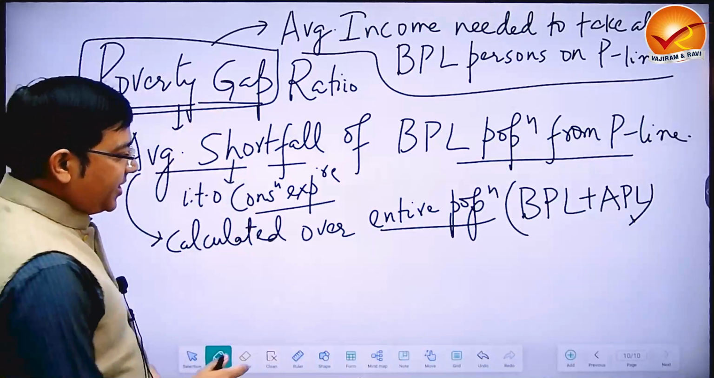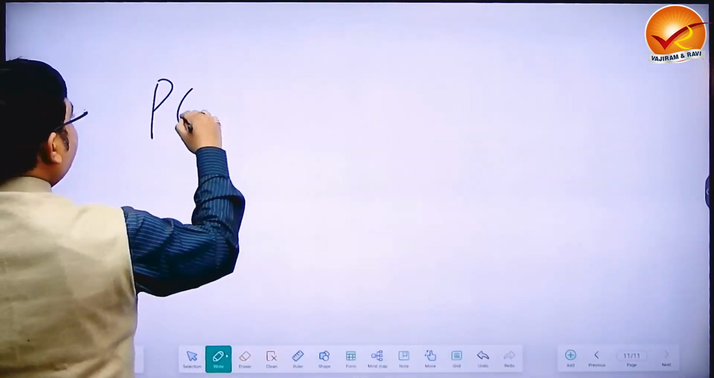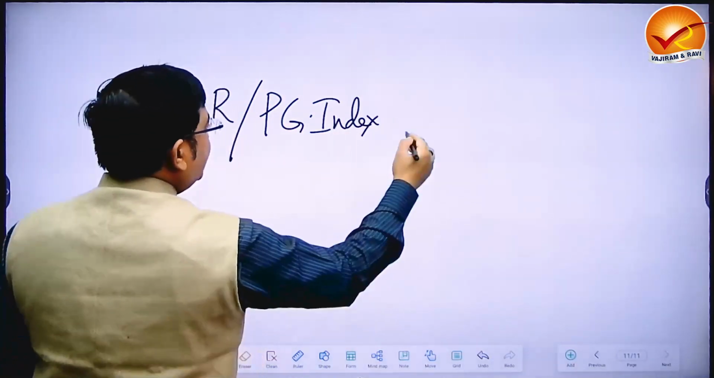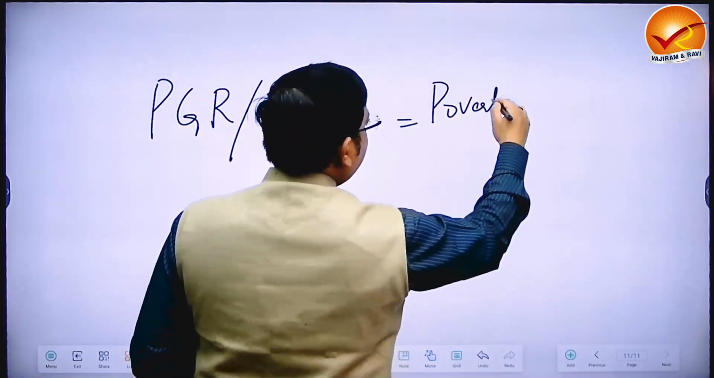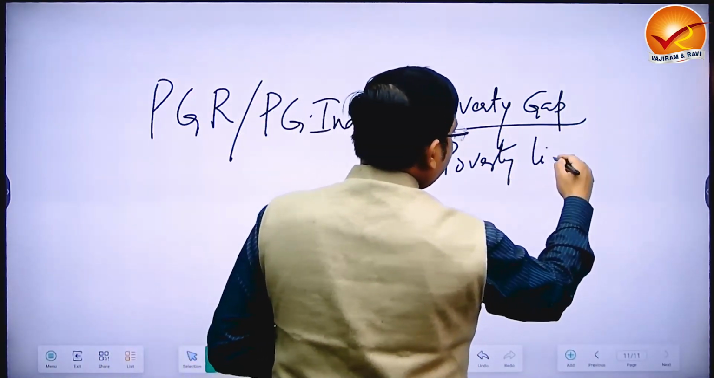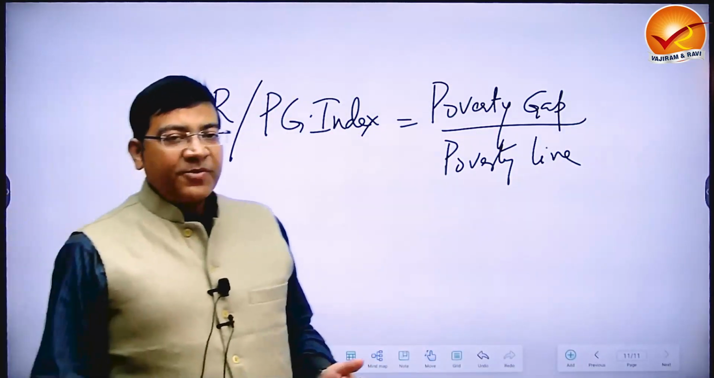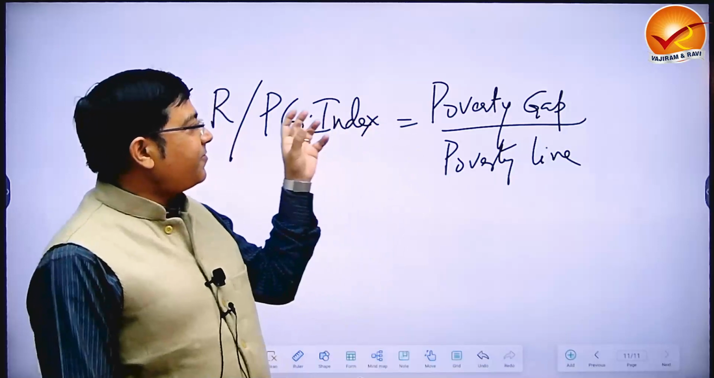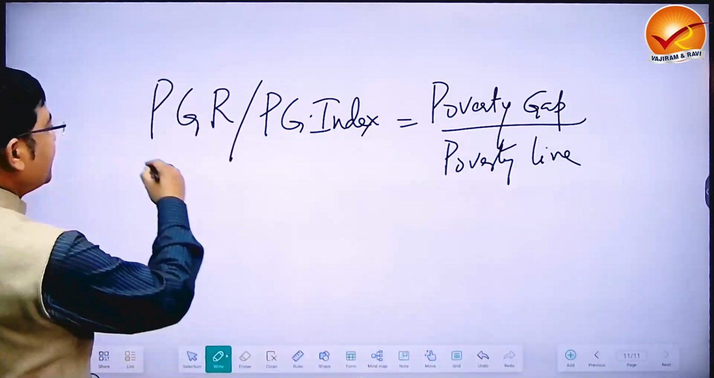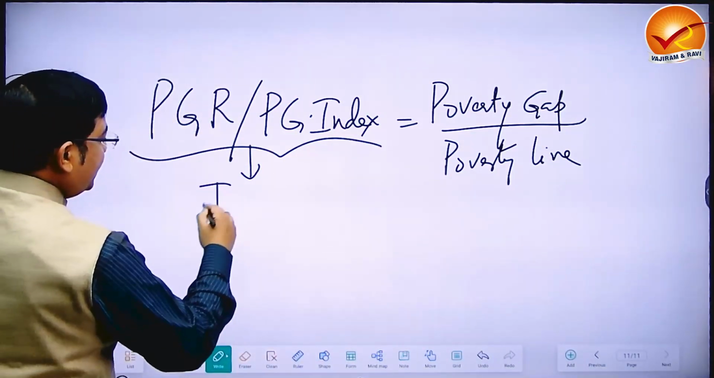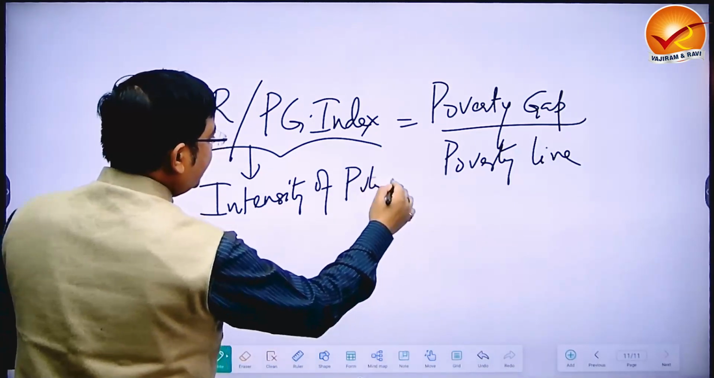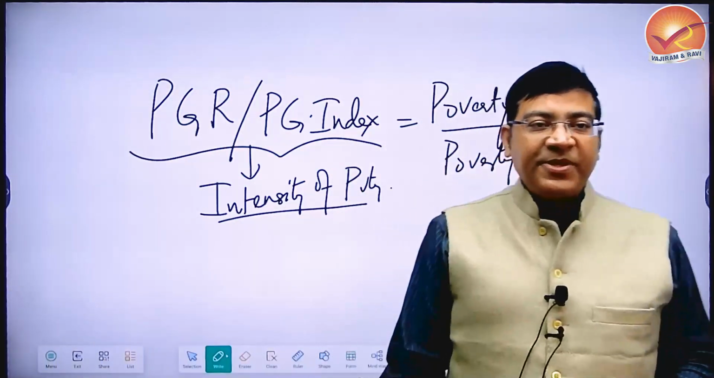And what about the poverty gap ratio? Poverty gap ratio, or PGR, sometimes called PGI, poverty gap index, is nothing but the ratio of the poverty gap and the poverty line. So, poverty gap upon poverty line gives us a ratio of the poverty gap, or an index. Basically, by poverty gap or poverty gap ratio, we are measuring the intensity of poverty or depth of poverty. This is the reason why a concept like PGR is important.